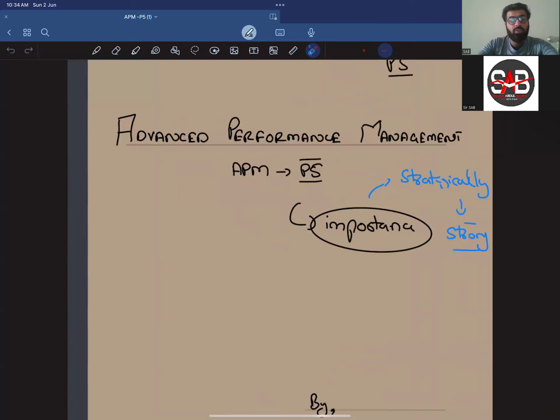Advanced Performance Management. It's the orientation session, and just for your knowledge and guidance, this paper is known as APM as well as P5 in the previous terms, and this is an important paper, right?